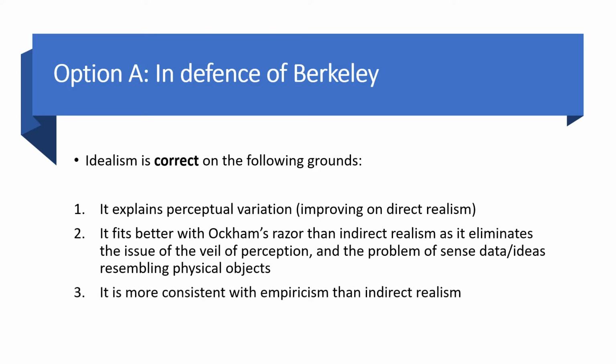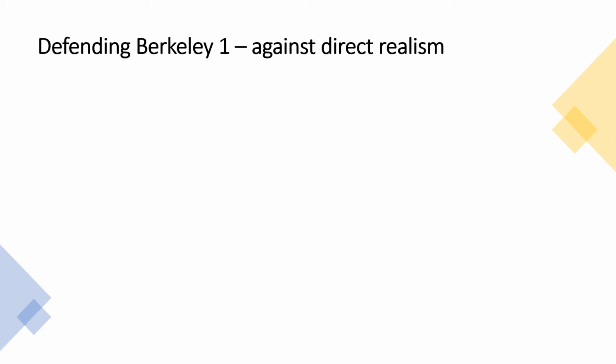Secondly, we could use Occam's Razor and perhaps say that it's a simpler theory than indirect realism, as it eliminates the issue of the veil of perception and the problem of sense data or ideas resembling physical objects. And we'll see why this is going forwards. Lastly, perhaps we could say that it's more consistent with empiricism. If we assume some of the things that Locke has argued for are correct, then perhaps Berkeley's theory is a more straightforward empiricist account of perception than what Locke is actually giving us. So how could we do this? Let's take the first point here.